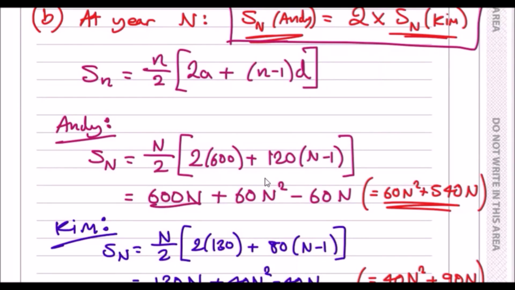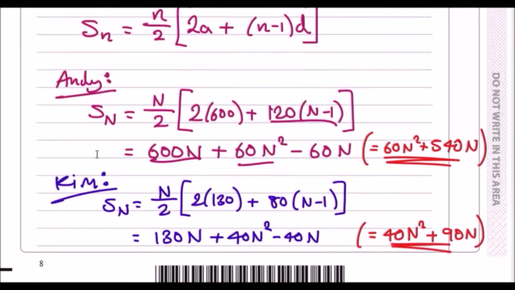And you got N over 2 times this expression. 120 over 2 is 60, they cancel out. So N times 60 times all of this will give us 60n squared and 60n. And then collect like terms, which will give us 540n. And of course, plus 60n squared.